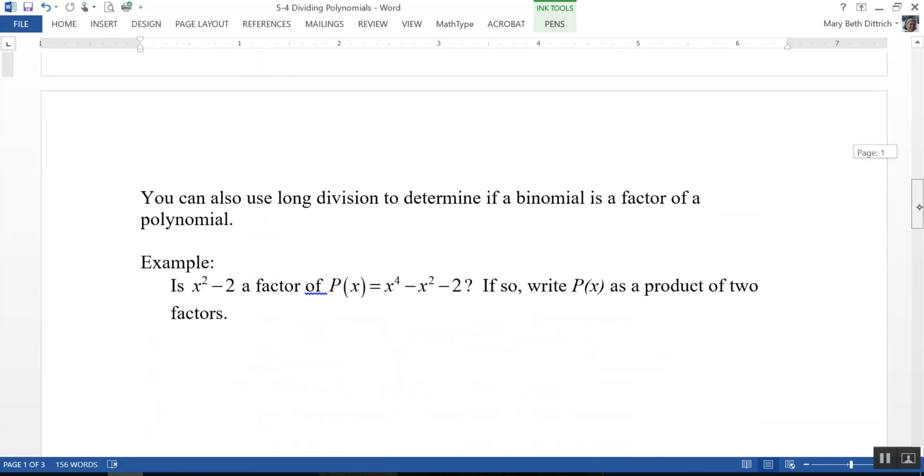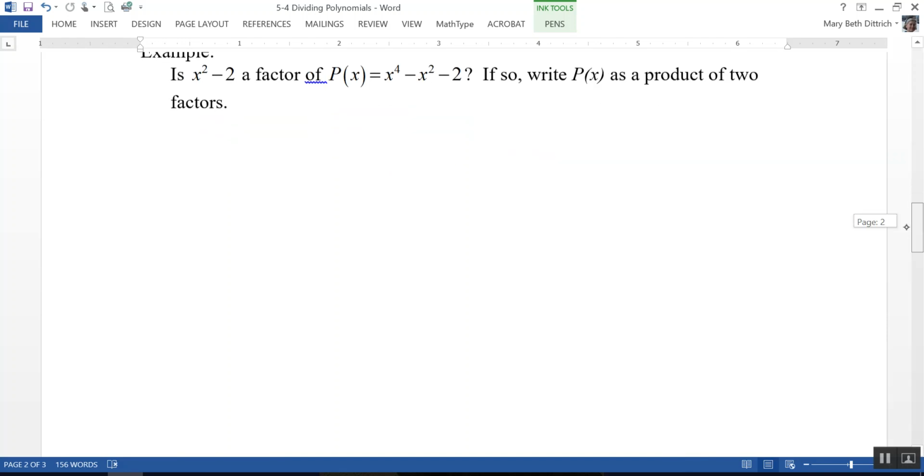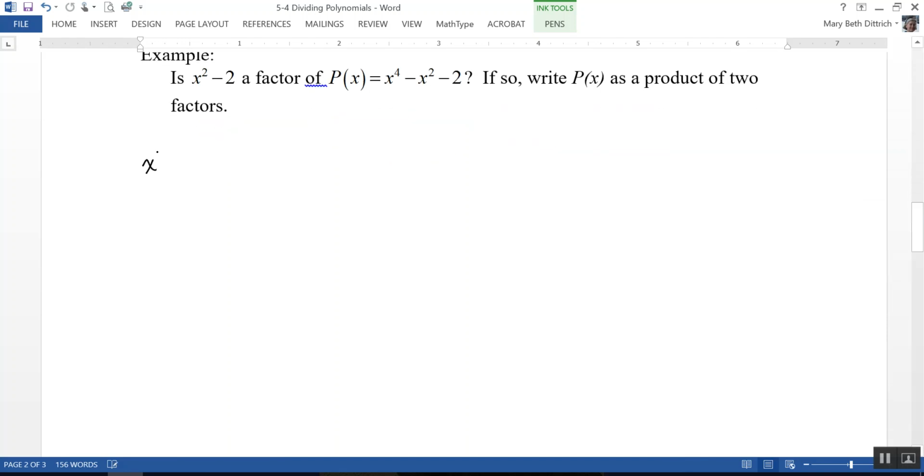So here, we can also use this to determine if a binomial is a factor of a polynomial. In other words, in this case, does x squared minus 2 go evenly into the polynomial x to the 4th minus x squared minus 2? Is there no remainder? If so, then x squared minus 2 is going to be a factor. So let's go ahead and do that. So I'll do x squared minus 2, and that goes into x to the 4th.